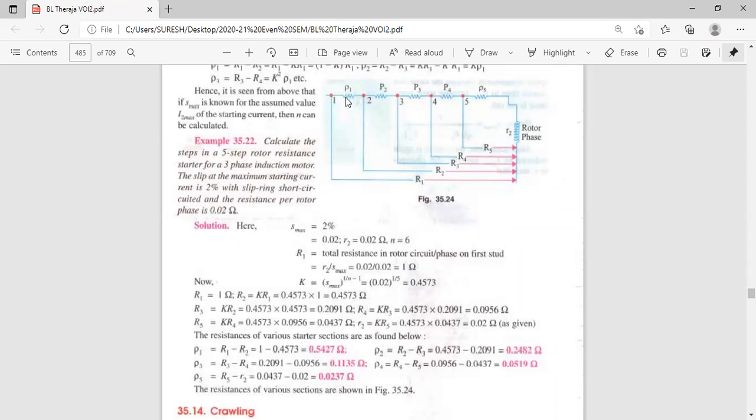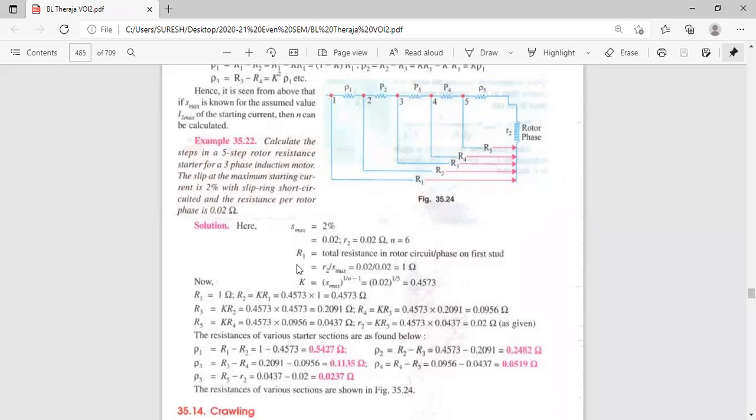Now we have determined the resistances at 1, 2, 3, 4, 5 and also the rotor resistance, the resistance of various stator sections. Now I want the difference between them. Rho 1 is equal to R1 minus R2. Rho 2 is R2 minus R3. Rho 3 is R3 minus R4. Rho 4 is R4 minus R5. Rho 5 is R5 minus R2. These are the resistances. In this way, we will design this circuit. This circuit is designed. This problem is related to this circuit.